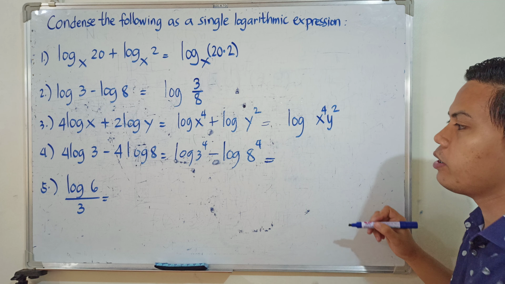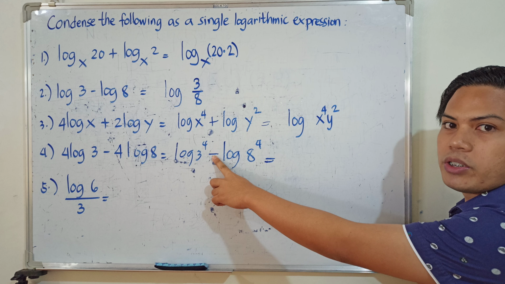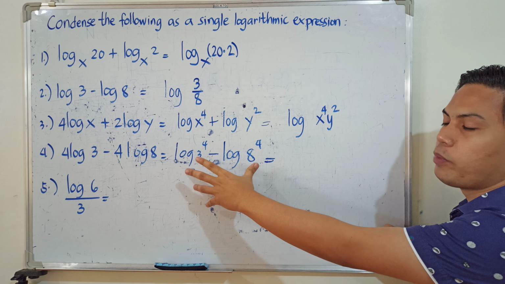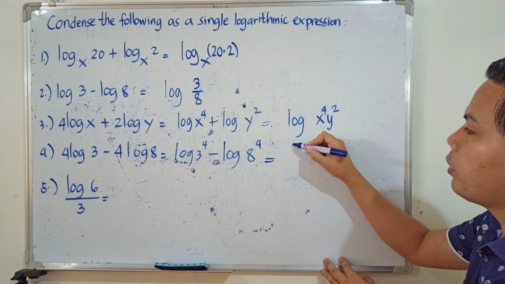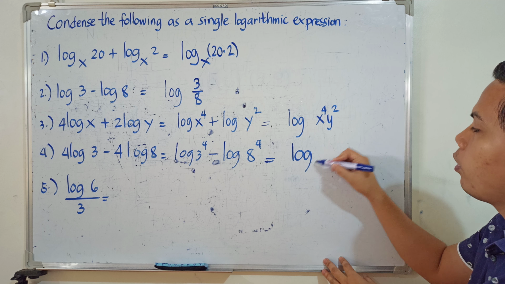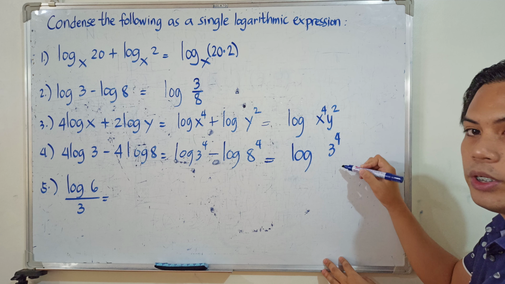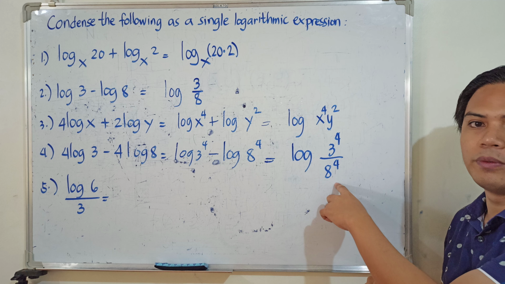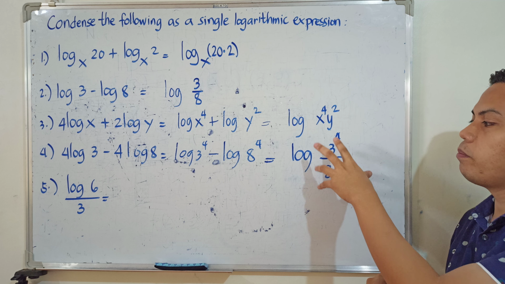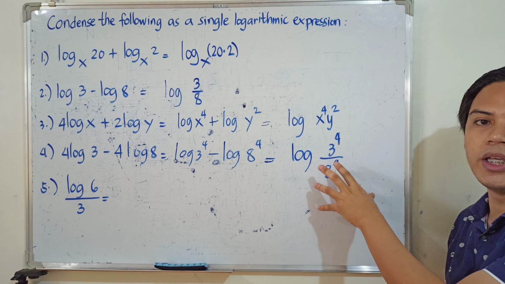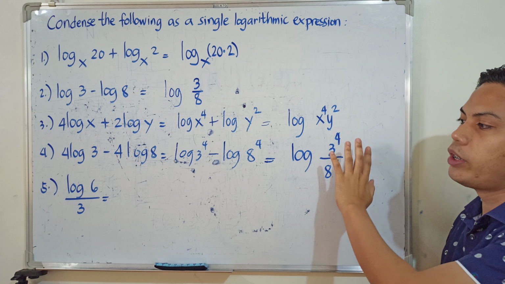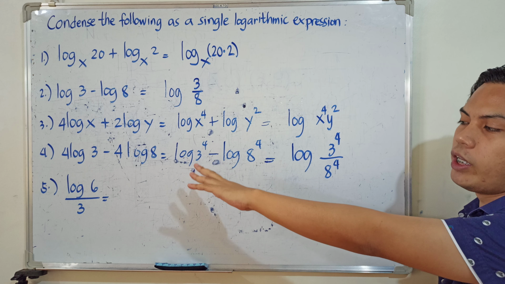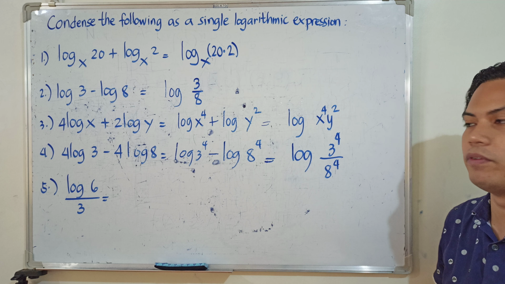Okay, we're not done yet. Since subtraction yung operation natin, we can perform the quotient rule. So it will become the logarithm of 3 raised to 4 over 8 raised to 4. You can still simplify this one, but I opted na ito na yung magiging final answer natin para pwede natin siyang mabalik dun sa original na even.